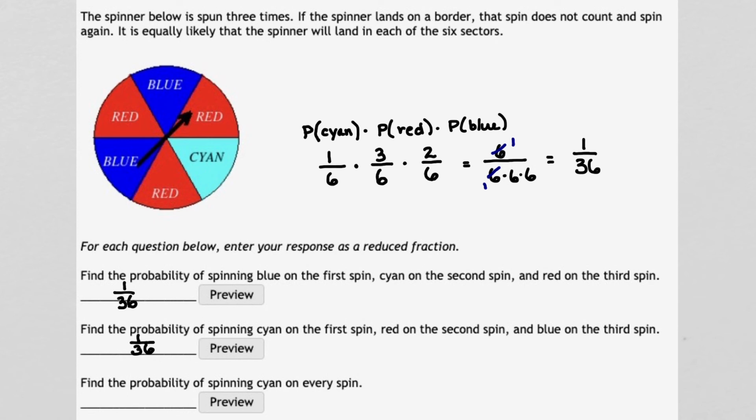Well, again, three independent events, but this time, each time we're spinning cyan. So we want to take the probability of getting cyan times the probability of getting cyan times the probability of getting cyan. And what is that? Well, let's see. The probability of getting cyan, there's one cyan sector out of 6 total. And so we simply take 1/6 times 1/6 times 1/6, or multiplying that all together, 1 times 1 times 1 over 6 times 6 times 6. And what happens when you take 6 times 6 times 6 on your calculator? You get 216. And thus we would say that the probability of getting a cyan on every spin is just 1 out of 216.